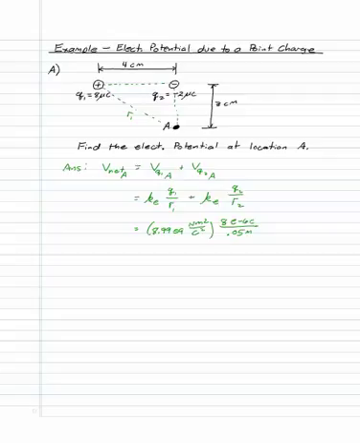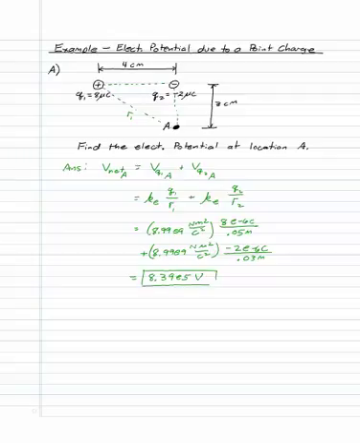And we add that to the other one, 8.99 times 10 to the 9 Newton meters squared divided by Coulomb squared. And Q2 is a negative, and you have to include the negative, 10 to the minus 6 coulombs. And then that distance is 3 centimeters or 0.03 meters. And so adding up all of that is 8.39 times 10 to the 5 volts. And that's what we were asked.